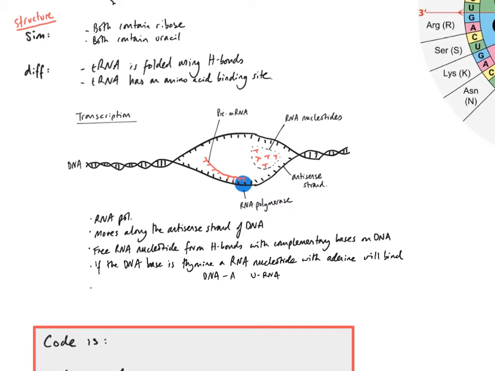So we've done that. Then what I mentioned, the enzyme RNA polymerase. What bond does it form? It doesn't form hydrogen bonds. It forms the phosphodiester bonds. So the enzyme forms phosphodiester bonds.